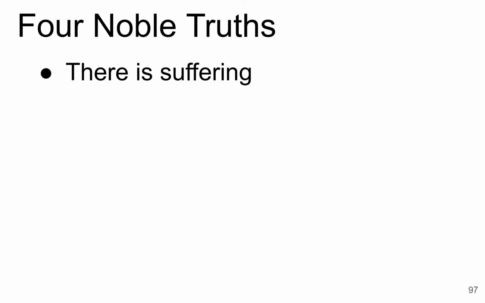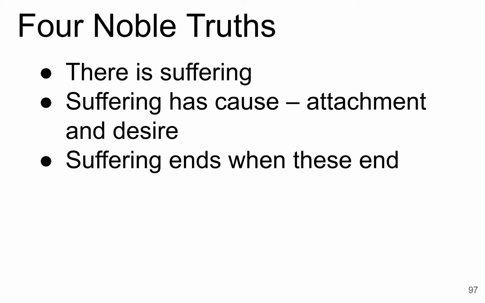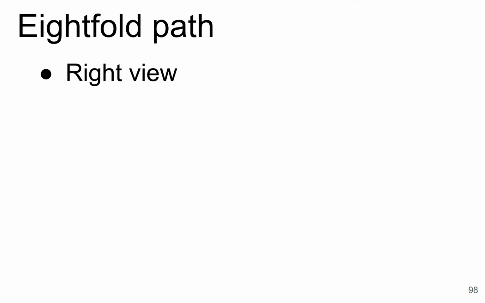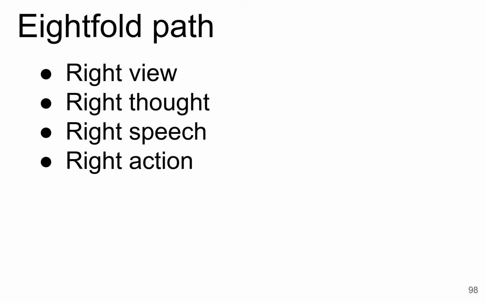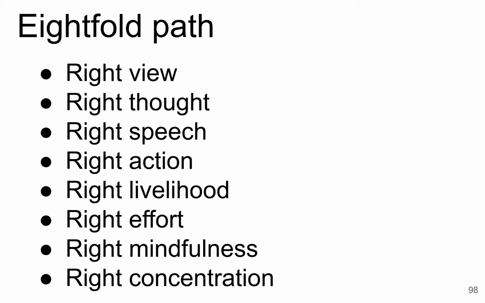The Four Noble Truths: there is suffering, an acknowledgement that there is suffering in life, but that suffering has a cause, and the cause of suffering is attachment and desire. That suffering ends when attachment and desire end, and freedom from suffering is possible by following the Eightfold Path. So the Eightfold Path is right view, right thought, right speech, action, livelihood, effort, mindfulness, and concentration. So by following the Eightfold Path, it'll help you with the Four Noble Truths.